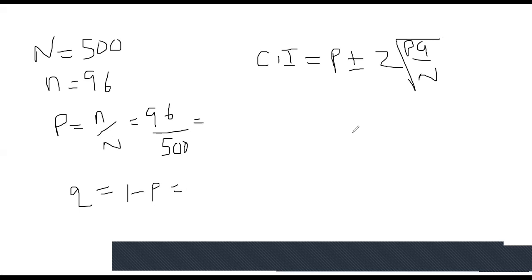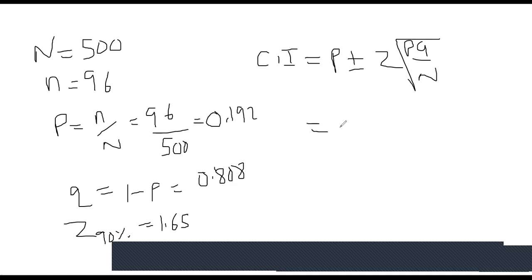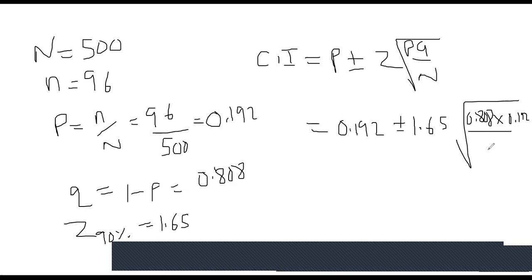Our P. So 96 over 500 is 0.192. Then our Q would be what? 0.808. And our Z at 90%, what is our Z? 1.65. So here we have 0.192 plus or minus 1.65 times the square root of 0.808 times 0.192 over the capital N, which is 500. From there, you can take it up.